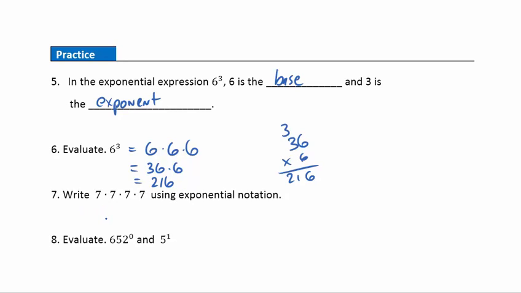Practice question 7. Write all of these 7s getting multiplied in exponential notation. All right, well, we know our base is going to be 7. How many 7s are getting multiplied? 1, 2, 3, 4. So that's going to be 7 to the 4th power.